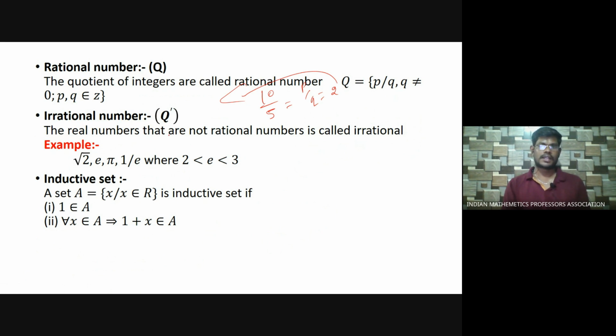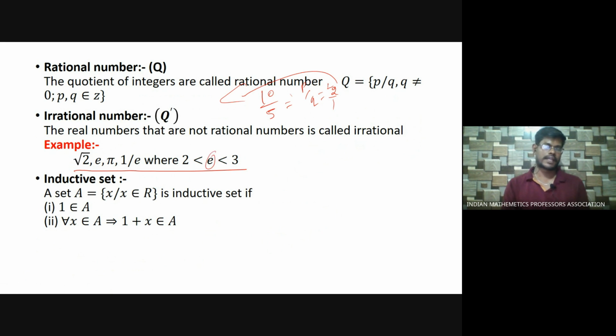And here we have irrational numbers. The real numbers that are not rational numbers are called irrational numbers. There is an opposite. Okay, so these are all the main irrational numbers: root of 2, root of 3, e, and pi, 1 by e. Okay, so these are all the irrational numbers. Okay, so that e lies between 2 to 3.